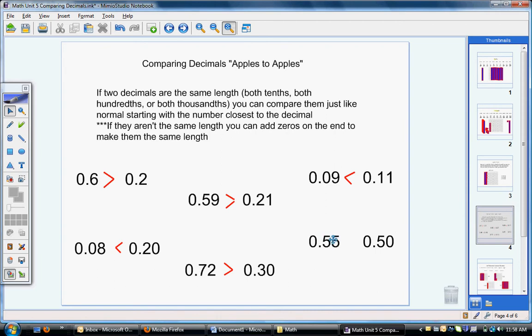Now I can compare 55 hundredths versus 50 hundredths. Both of them have a 5 right next to the decimal place, so I go to the next number. Here I have another 5, here I have a 0. Well, 5 beats 0, so 55 hundredths is going to be greater than 50 hundredths.